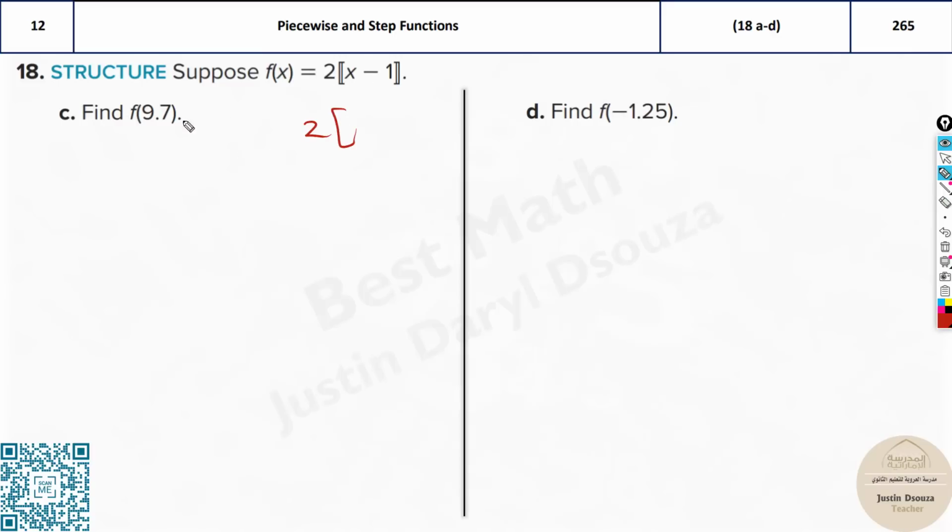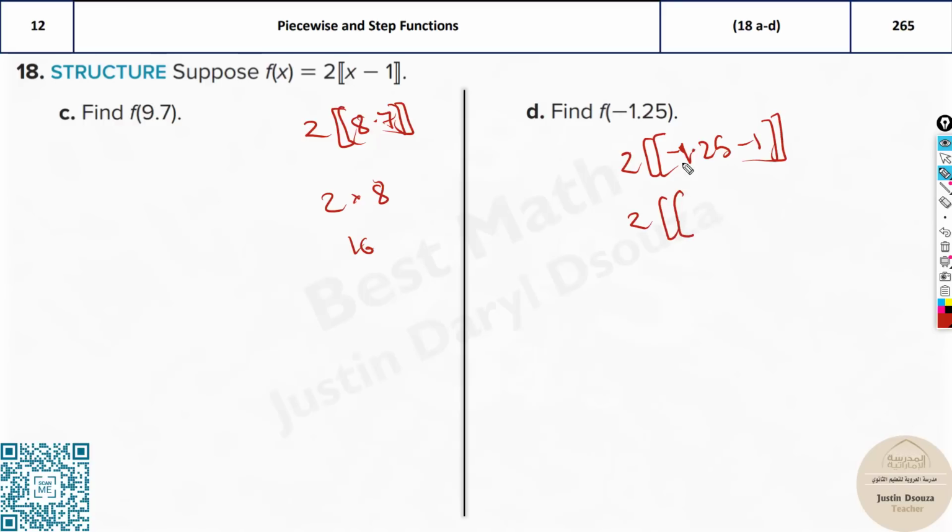2 times, what happens? 9.7 minus 1 is 8.7. And then we have the step function. So it's 2 times 8. It'll be 16. What about this number here? Again, the same thing, 2 times, now I'll write it as minus 1.25 minus 1. Now it's 2 times, what is negative 1.25 minus 1? So it's going to be minus 2.25.